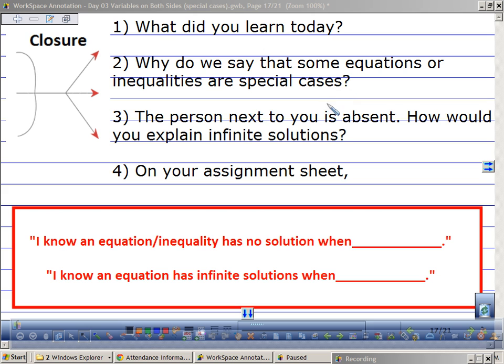Why do we say that some equations or inequalities are special cases? They have no solution. Because sometimes things have no solution, right?